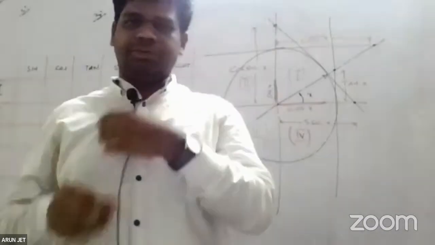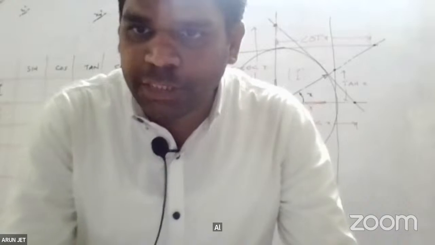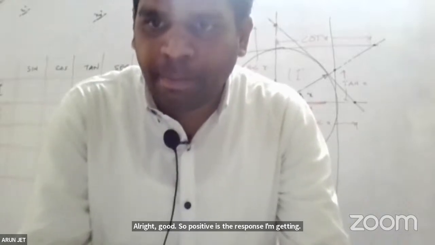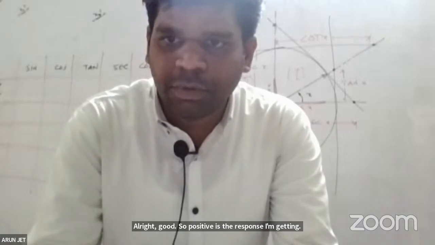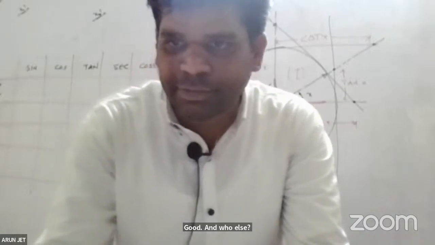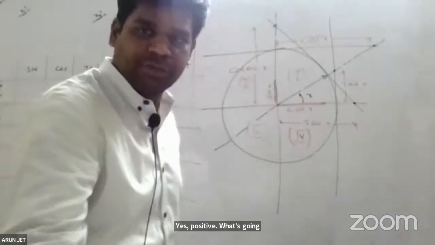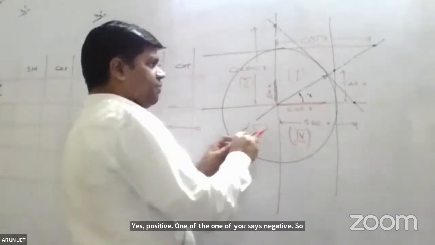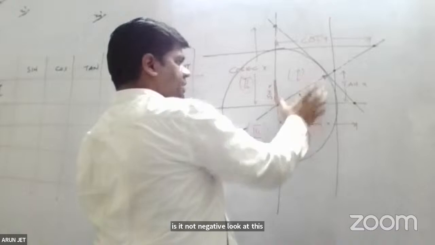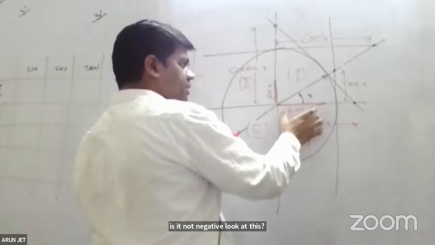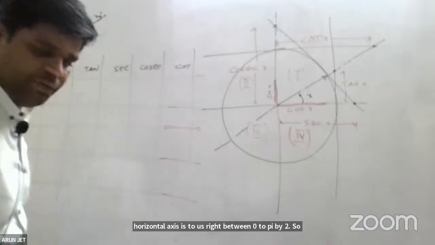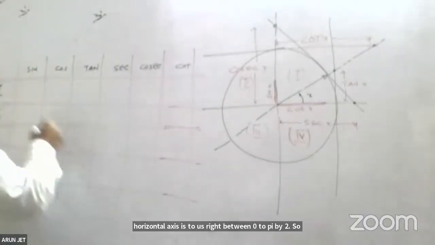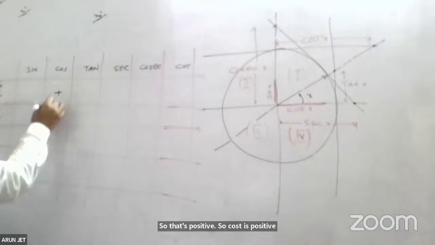All right, good. So positive is the response I'm getting. Ashrita says positive. And who else? Yes, positive. No, one of you says negative. So it is not negative. Look at this. The projection of this radius on the horizontal axis is towards the right, between 0 to pi by 2. So that's positive. So cos x is positive in the first quadrant.